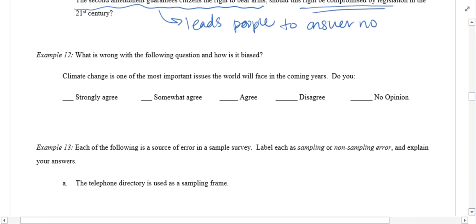All right, number 12. What is wrong with the following question? How is it biased? Climate change is one of the most important issues the world will face in the coming years. Do you strongly agree, somewhat agree, disagree, no opinion?